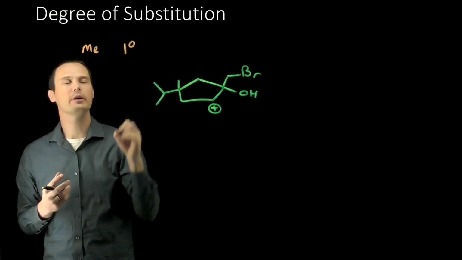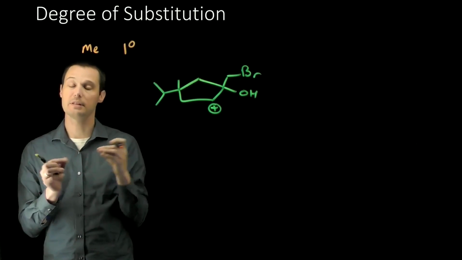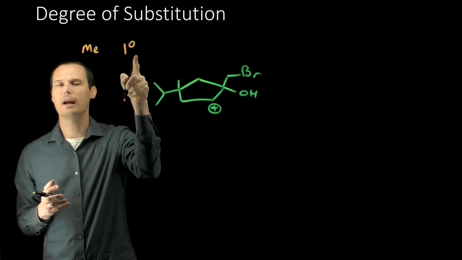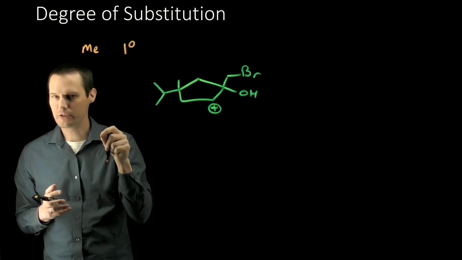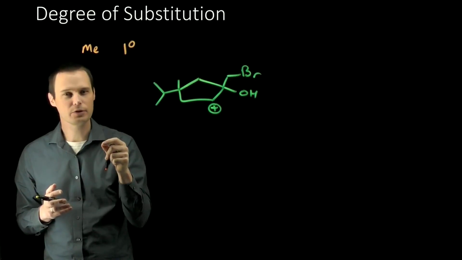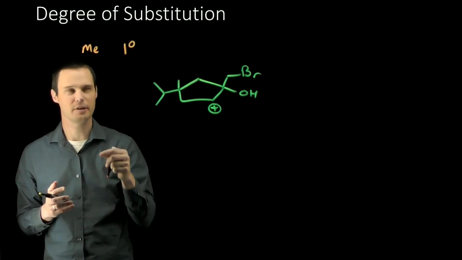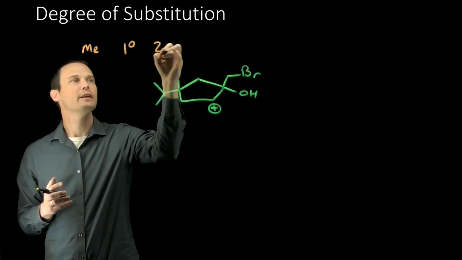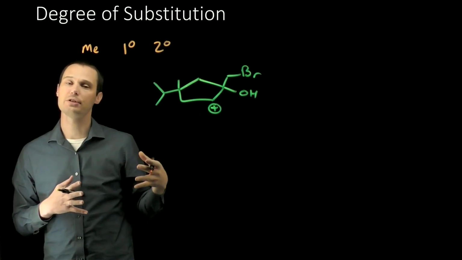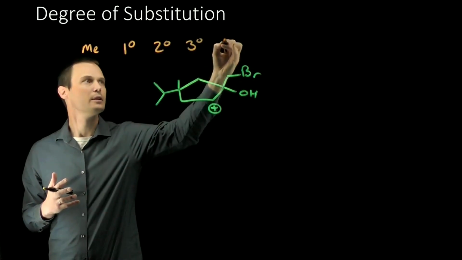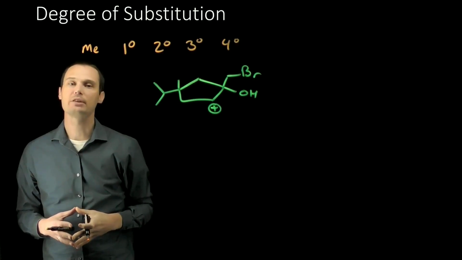We can have a primary carbon. This primary carbon is a carbon that's attached to only 1 other carbon. One note, we say this out loud as primary, not as first degree. We don't call it a first degree carbon, we call it a primary carbon. Don't say first degree, just say primary. We could have a secondary carbon. That would be a carbon attached to 2 other carbons. A tertiary carbon would be attached to 3 other carbons, and a quaternary carbon would be attached to 4 other carbons.